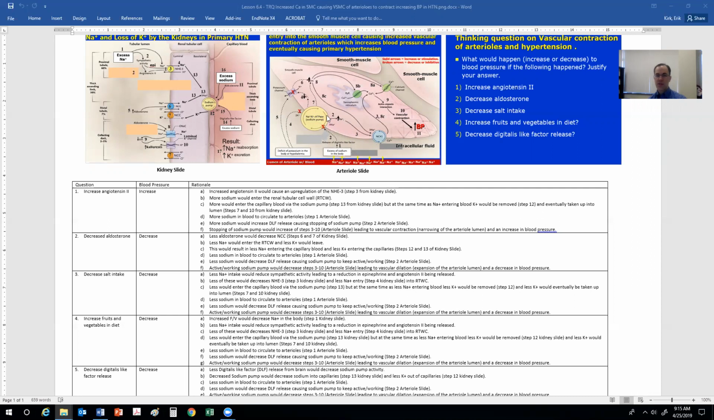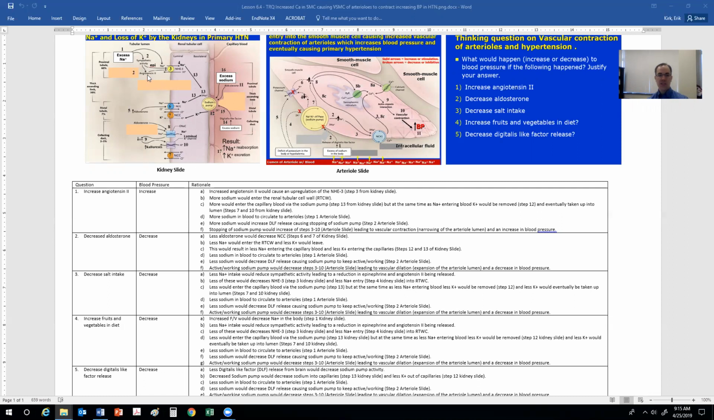Essentially, steps 3 through 10 are going to be upregulated, causing an increased amount of calcium inside the vascular smooth muscle cell, increased actin and myosin interaction, increased vascular contraction, which is going to narrow the lumen space for the blood to go through, and therefore you're going to have an increase in blood pressure.